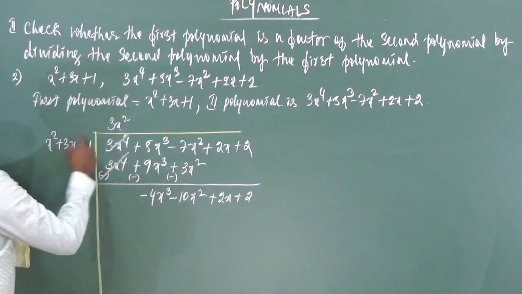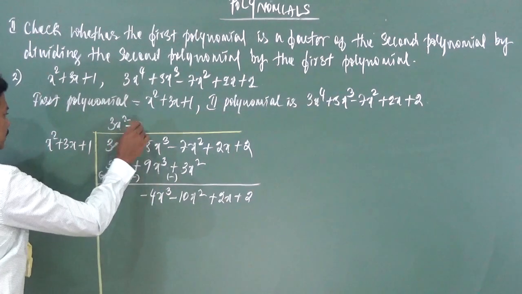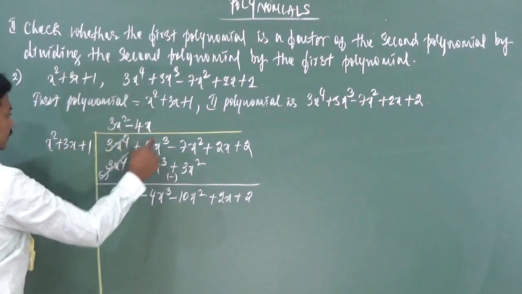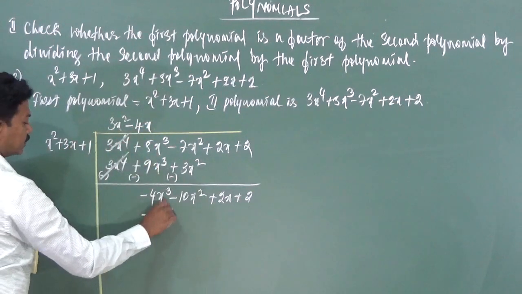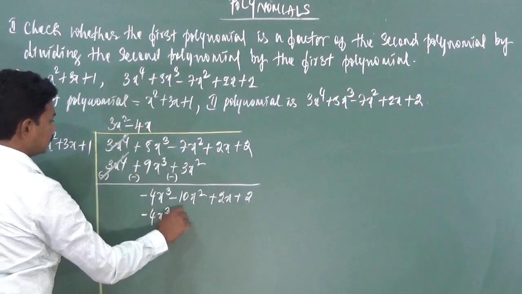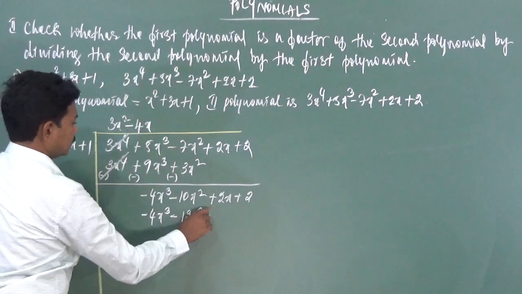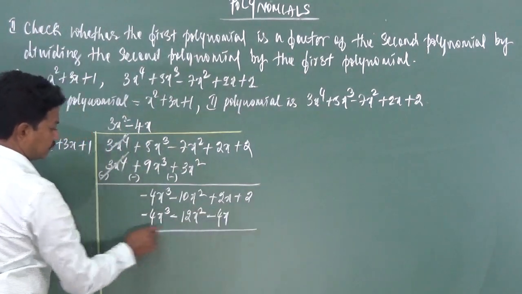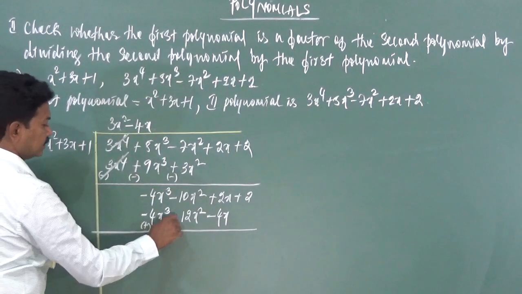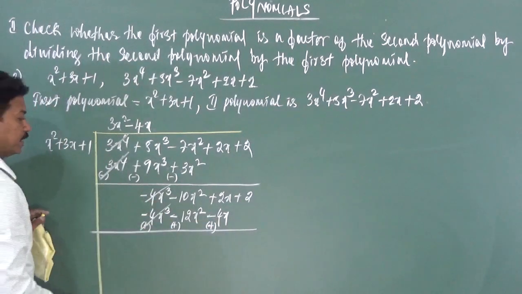So x square into what gives you minus 4x cube? So it is minus 4x. x square into minus 4x is minus 4x cube. Plus 3x into minus 4x is minus 12x square. Plus 1 into minus 4x is minus 4x. So we will subtract this from this. So sign changes. So very simple. So minus 4x cube plus 4x cube cancels.